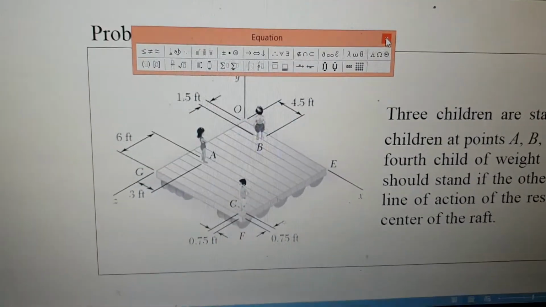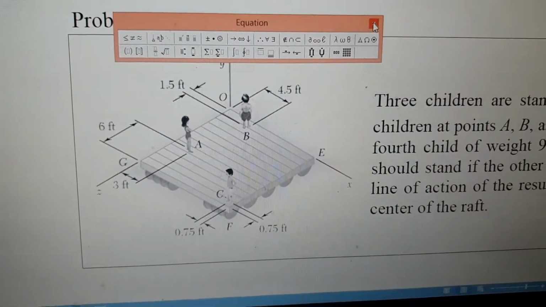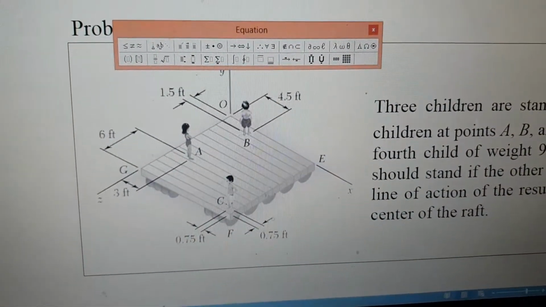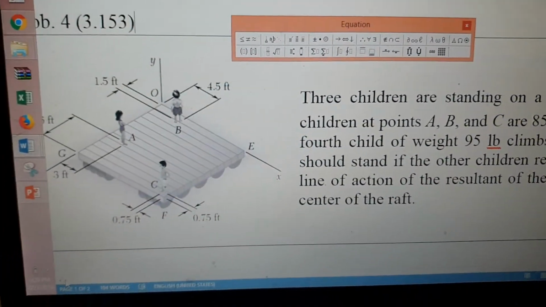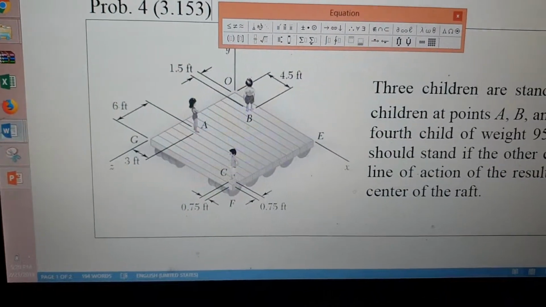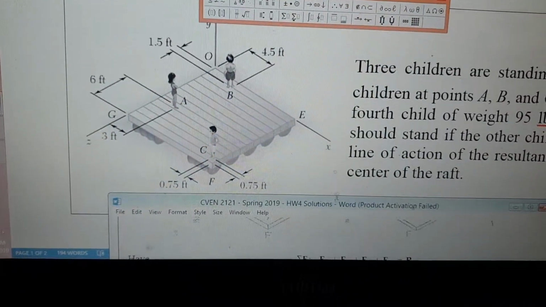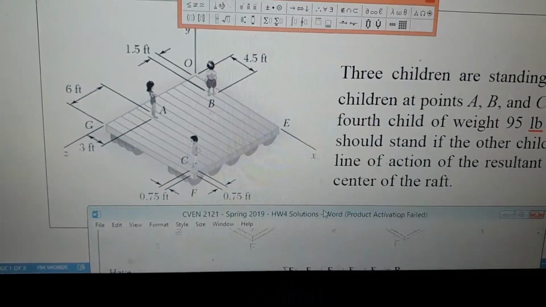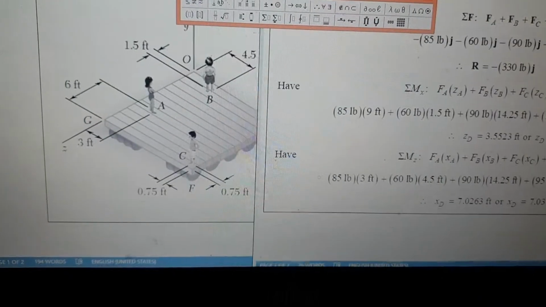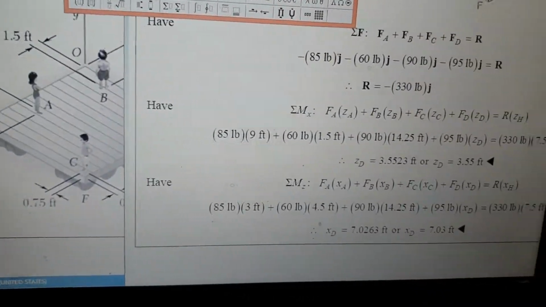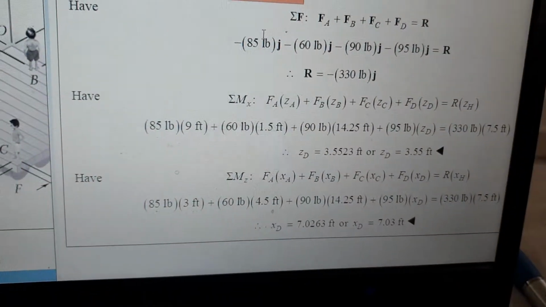Okay, so let's look at the answer of this question. And let's solve it. First of all, we have to find out what the resultant is. So the resultant, remember, minus 85.